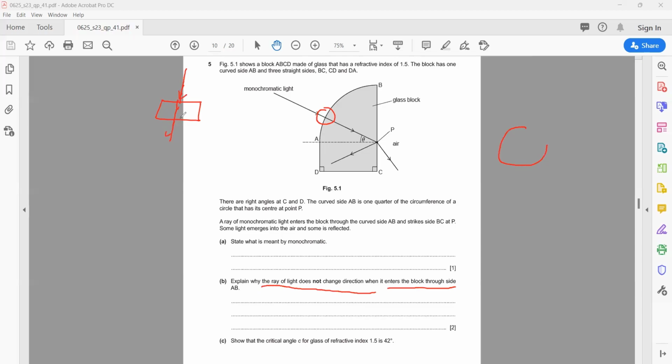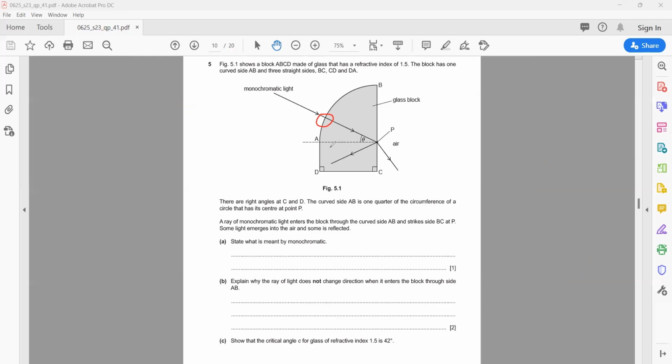No refraction. In a circular shape, all the angles are right angles. So if you have a circular glass and the ray of light enters from any direction, it will go straight and will not change its direction. That is the reason it's not changing direction here. Any confusion?